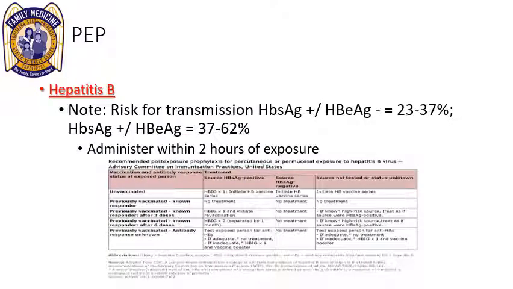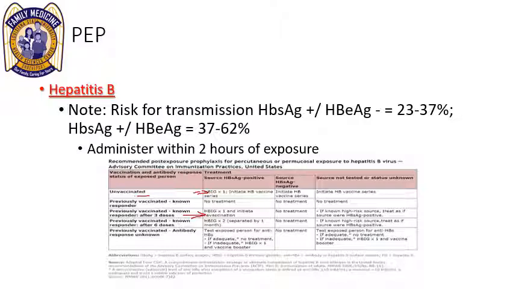So let's talk about the risk of transmission here, okay? It's anywhere from 23 to 62%. That's a big deal. So if you do have an exposure, then you need to get treatment if you have not been vaccinated. So unvaccinated gets the immunoglobulin and the HB vaccine series. If they have been vaccinated but they didn't get all 3 doses, again, HBIG and revaccinate.